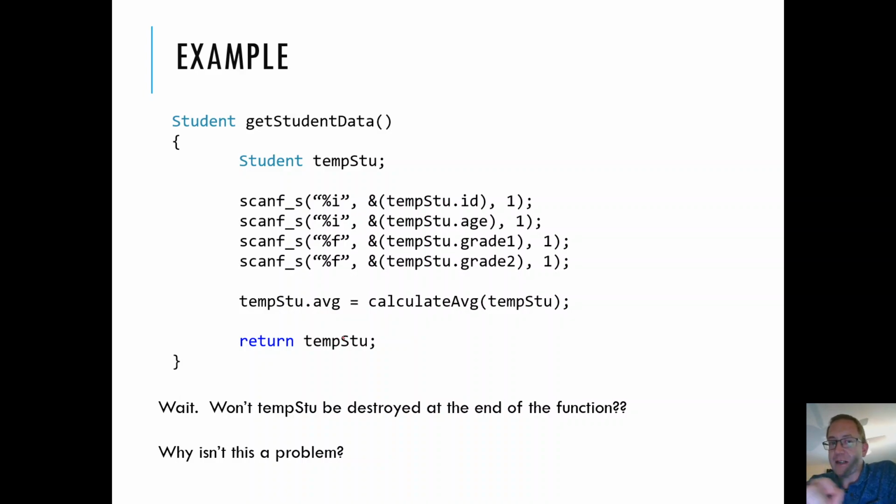Now, this entire time I've been telling you that when I make a local variable, at the end of my function, the local variable is destroyed. So temp_stu should be destroyed. So why am I allowed to do this? Why is that not a problem? So think about it for a second. Why is that not a problem in this particular case?